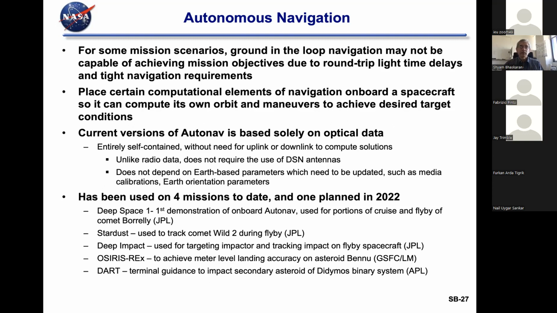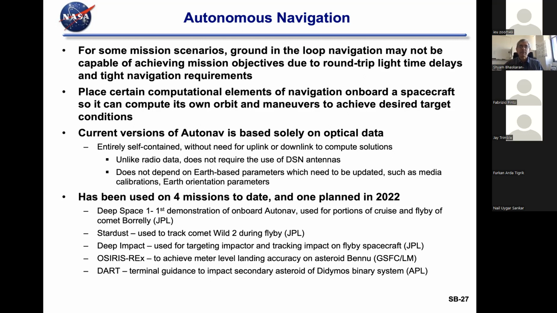In some situations, that ground in-the-loop navigation may not be capable of achieving mission objectives. It can be due to several things. One of the biggest is the round trip light time. As you all know, light travels at a finite speed. So if you're out in the solar system somewhere, it takes several minutes or hours for a signal to go from the Earth to the spacecraft and back. And in some situations, that delay means that your navigation accuracy is not good enough to achieve what you want to achieve in the mission.